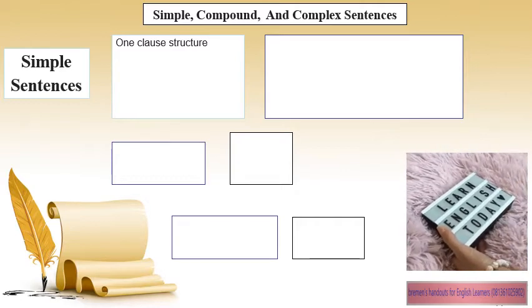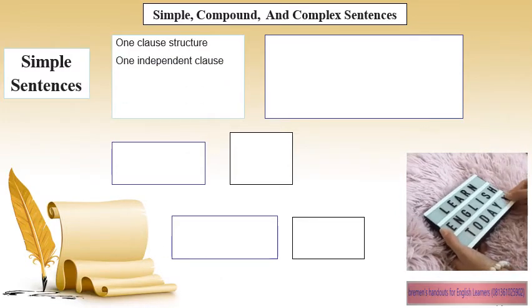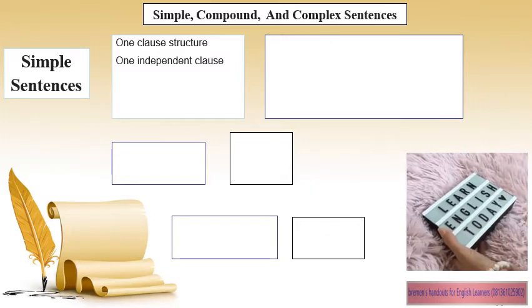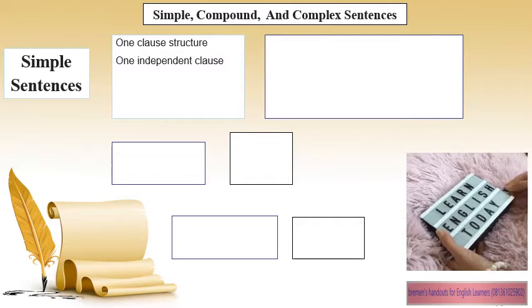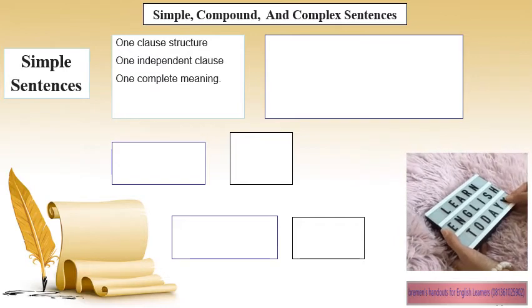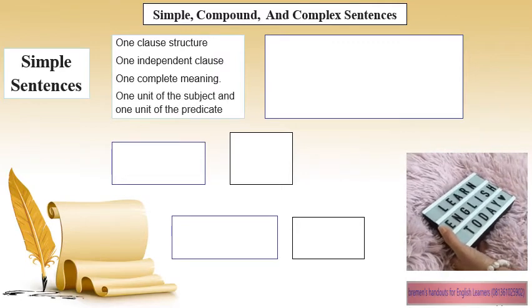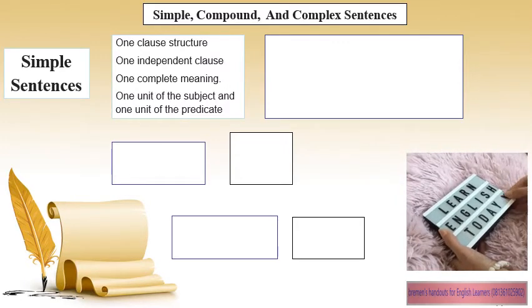What is the structure of the simple sentence? In the simple sentence, there is only one independent clause. There is no dependent clause here. It means that there is only one part, and the part can stand on its own, and the part can give one complete meaning. The simple sentences normally use one unit of subject and one unit of predicate.